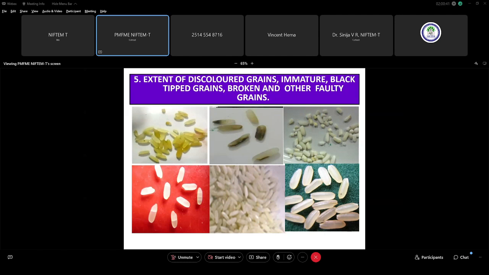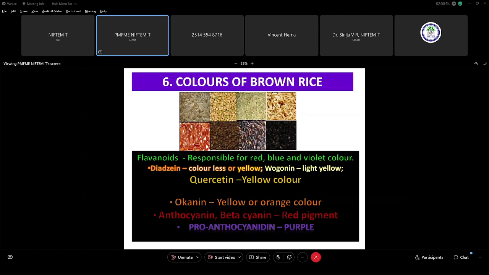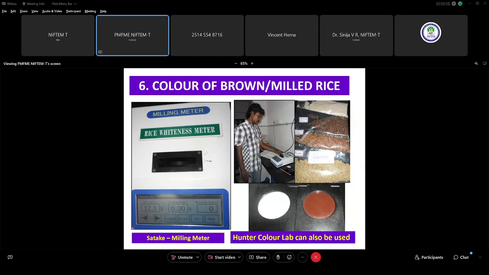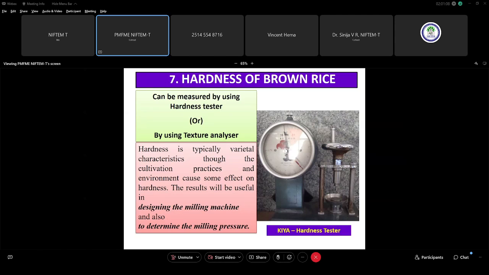Then these are different aspects of the milled rice: the black rice, broken rice, whole grains, plastic grains, which we have to analyze during rice analysis. Here we have seen different colors of rice. For assessing the color of the rice, we can use the rice whiteness meter, and the Hunter color lab can also be used for measuring the color.